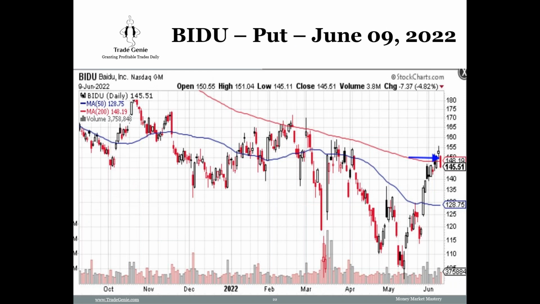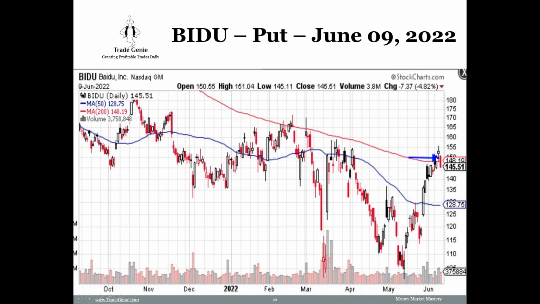Another one, Baidu put. This is the put trade. Baidu moved up from the double support. Here's the support, Baidu is moving up and created this bearish bar. This is a bearish bar, and it gapped down. So now this is the logic. This is a double bottom market.